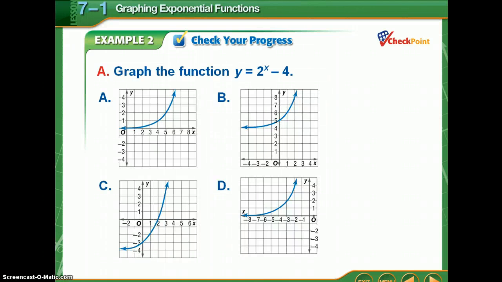So now time to check your progress. Graph the function y is equal to 2 to the x minus 4, where k is minus 4. Pause for a moment, do your calculations, and come back and see if your answer is correct. Awesome. The answer is C. Notice that it goes down. It's translated down 4 units. Good job.